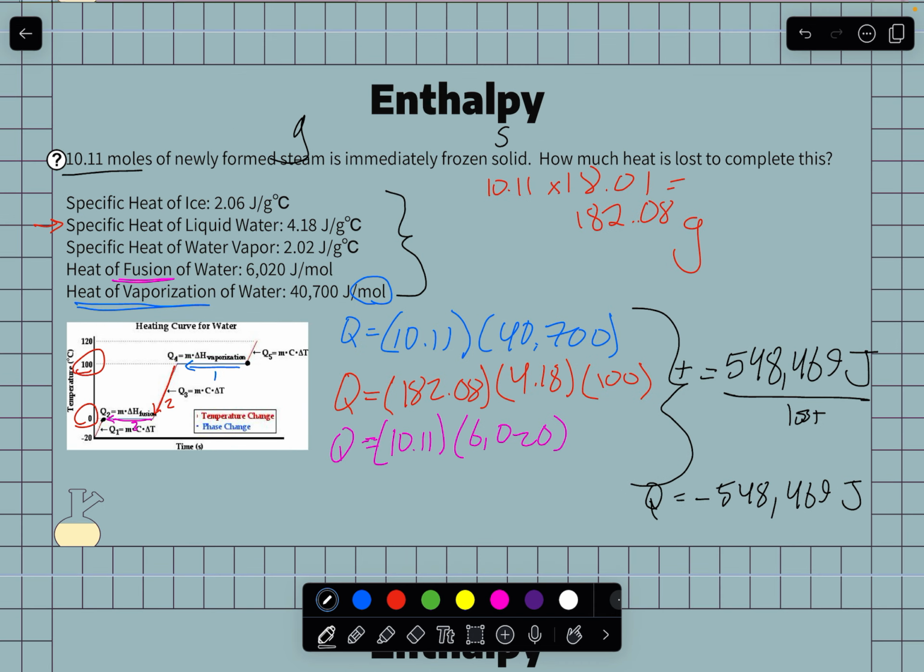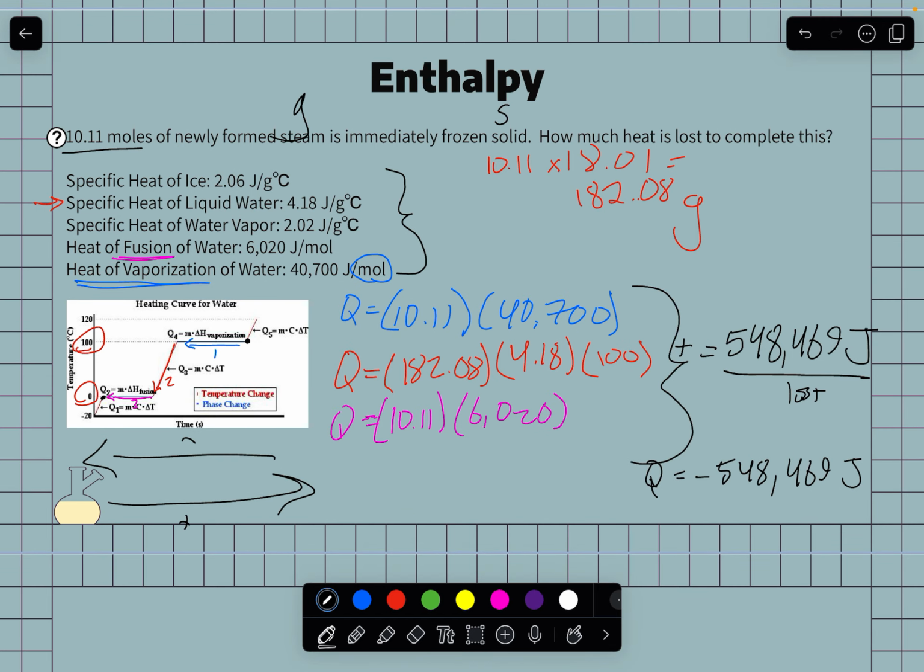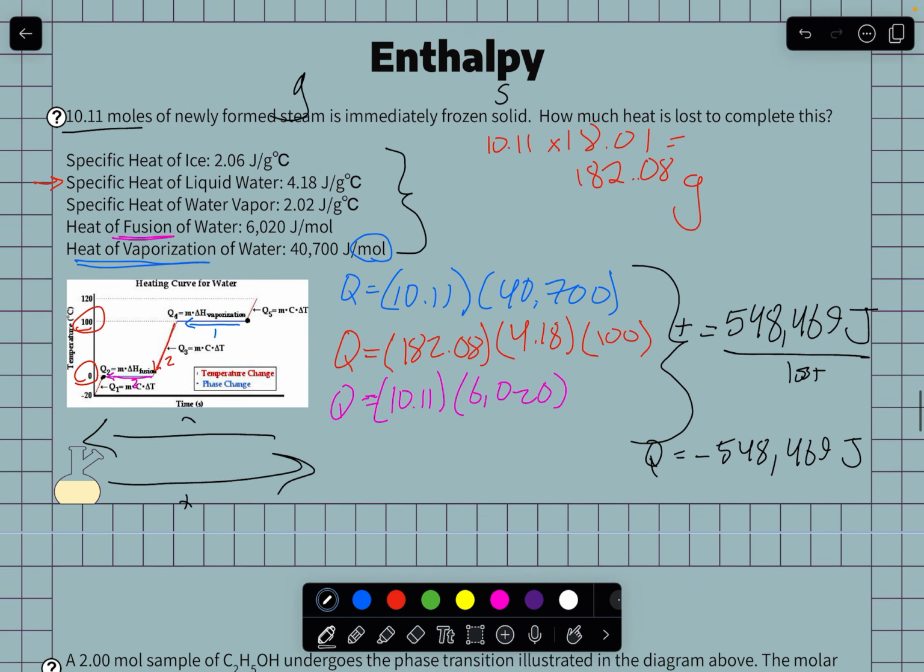Okay, so when you're doing an enthalpy question like this, where you have something go between phases, you're going to do each part separately, then add them together. And remember, if you're going to the left, you're losing energy. Going to the right, you're gaining energy. So left is negative, right is positive. Okay.